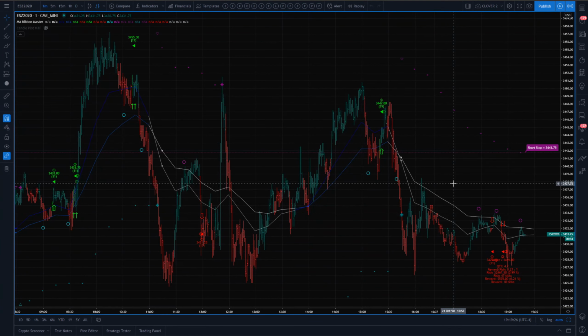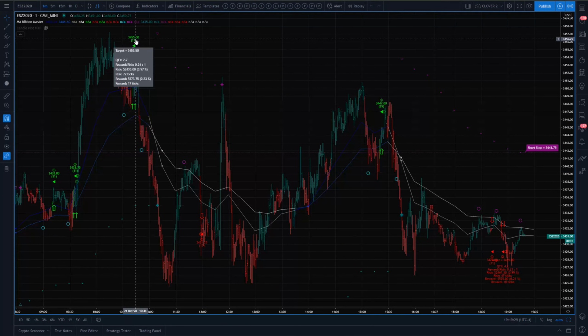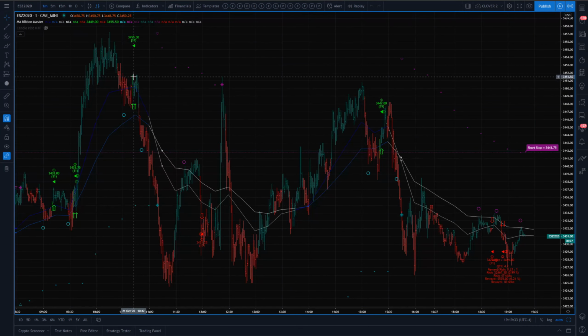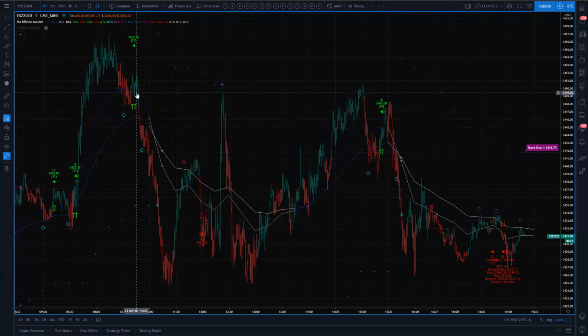And if there is not a number above it like this one, that means that you were stopped out before the trade could actually fill. You took a long here, but before the long could fill, you were actually stopped out on this trade.